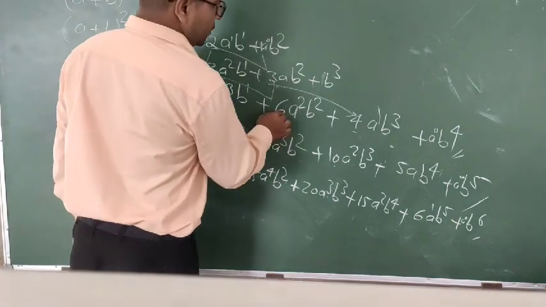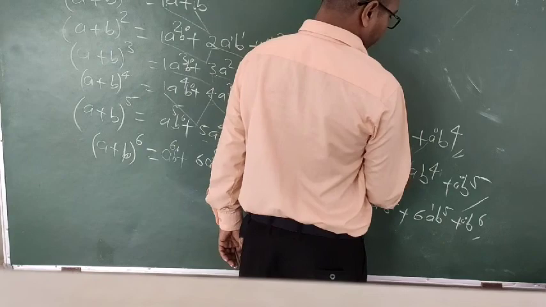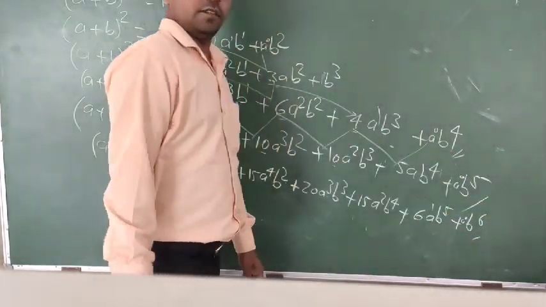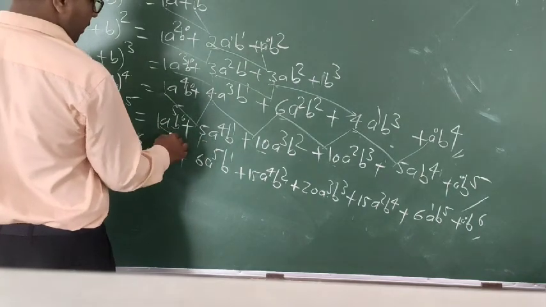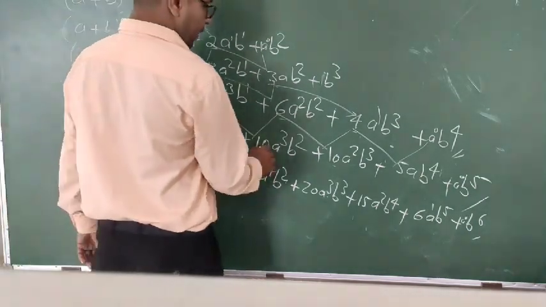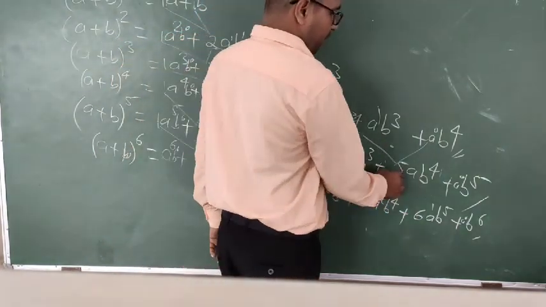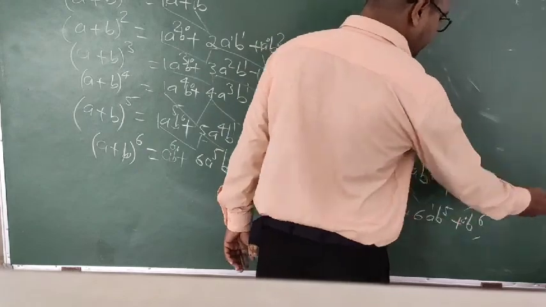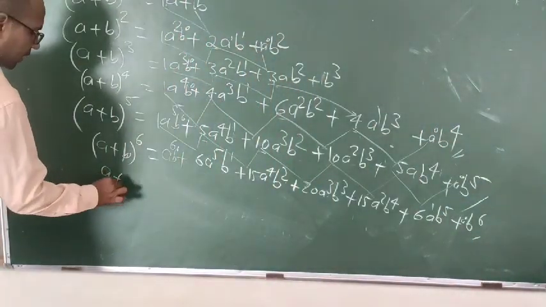4 plus 6, 10. 6 plus 4, 10. 4 plus 1, 5. At last, the coefficient will be 1. So now, 5 plus 1, that is 6. And 5 plus 10, 15. And 10 plus 10, 20. 10 plus 5, 15. And 5 plus 1, 6. At last. So very simple, just recall with me how much we will get here.